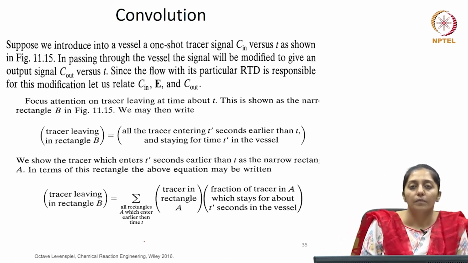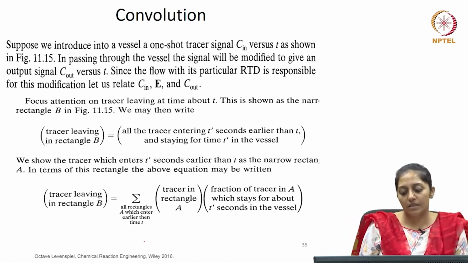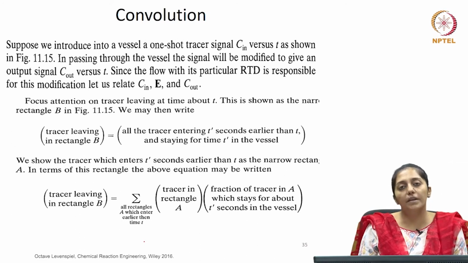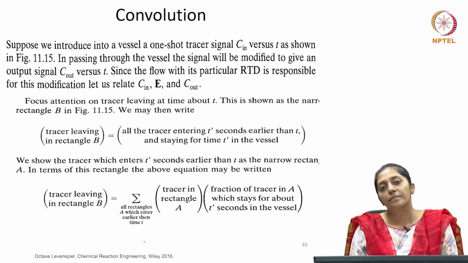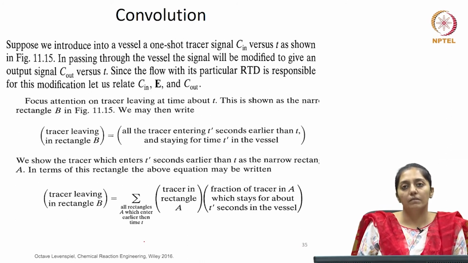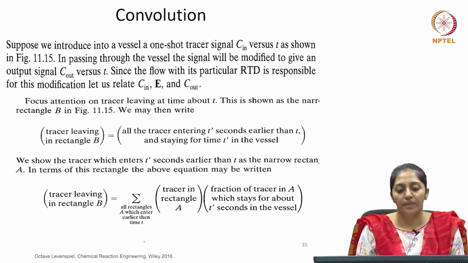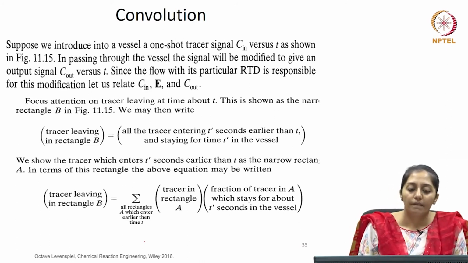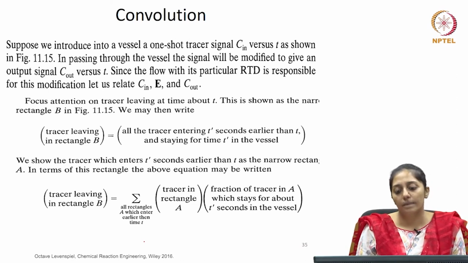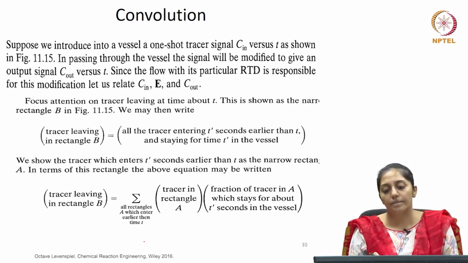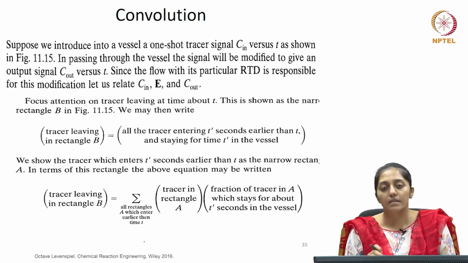So, in order to derive that, let us first see how C in and C out can be related with the residence time distribution or the E value. Now suppose we introduce in a vessel one short tracer. Let the signal be C in.